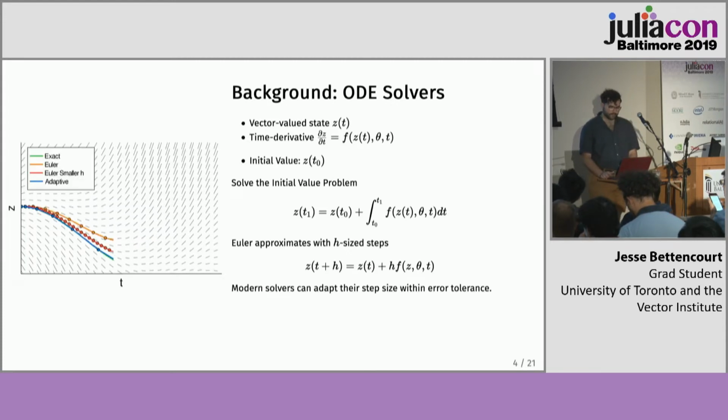So modern solvers, like the ones found in DifferentialEquations.jl, have sophisticated evaluation and extrapolation methods, and this allows them to adapt their step size to maintain solver tolerance, and we can see that this adaptive solve is much closer to the exact solution and requires fewer function evaluations.